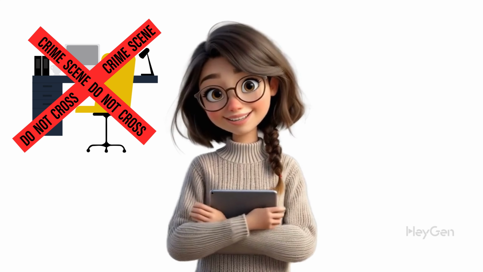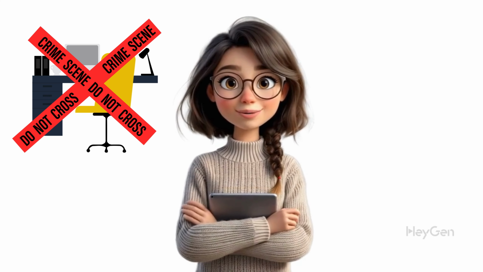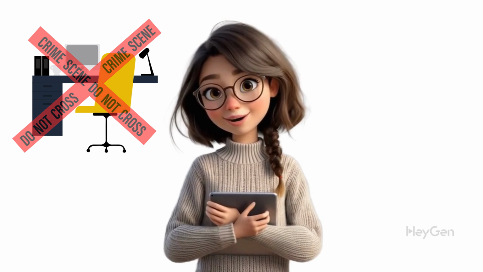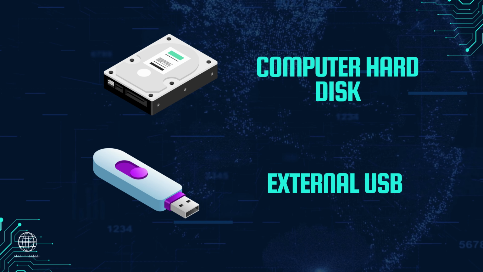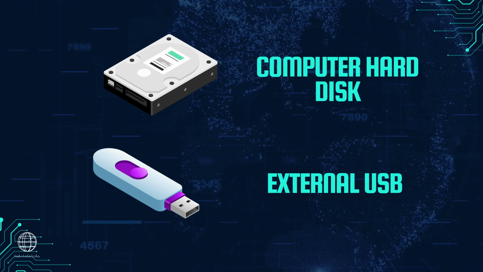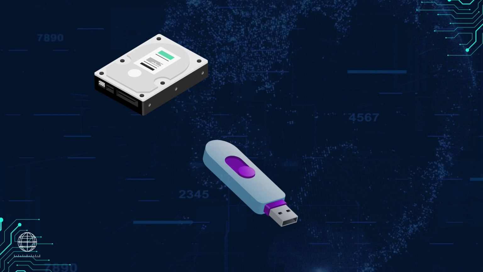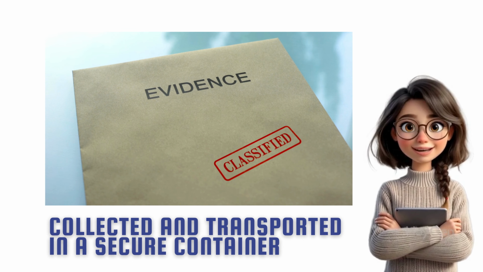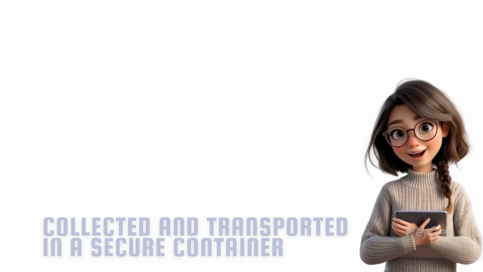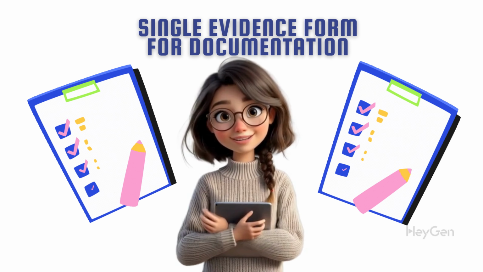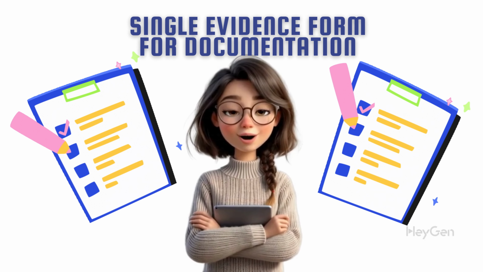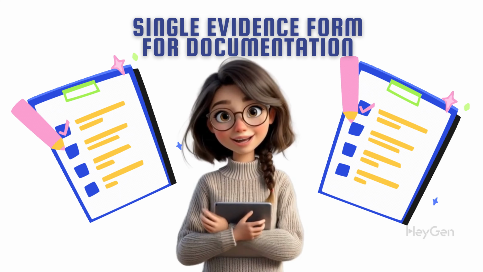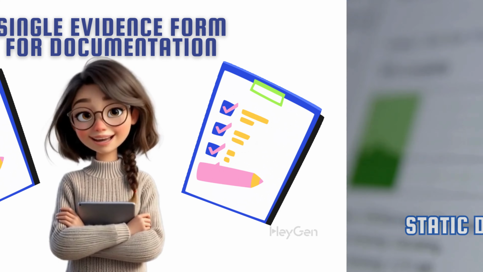The first phase is evidence acquisition. The goal is to recover evidence without altering the crime scene to maintain chain of custody, which is very important. In this case, the evidence is the suspect's computer hard disk and also an external USB found at the suspect's desk. We collected and transported the suspect's hard disk and external USB in a secure container to the digital forensic lab. We used a separate single evidence form to document what has been done to the hard disk and the USB. This is important to maintain the evidence's integrity in case there is a possible legal proceeding afterwards.